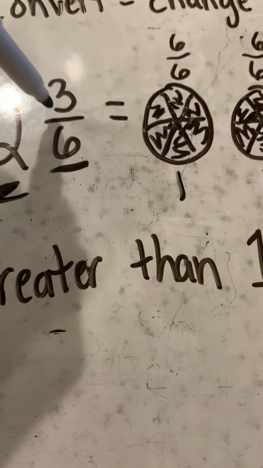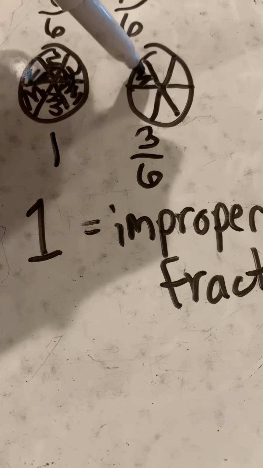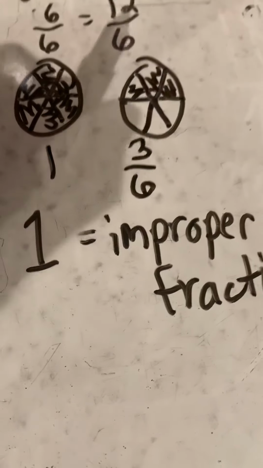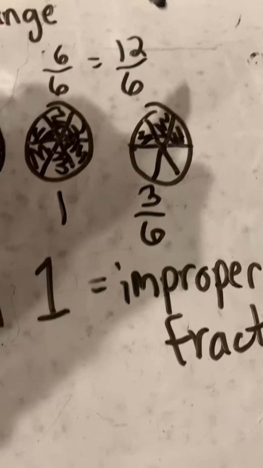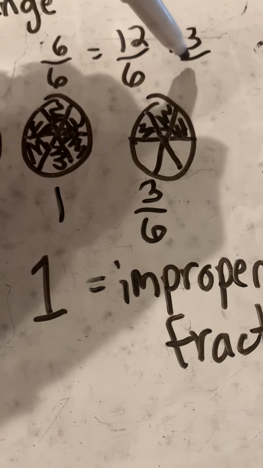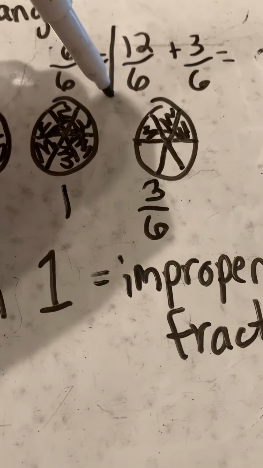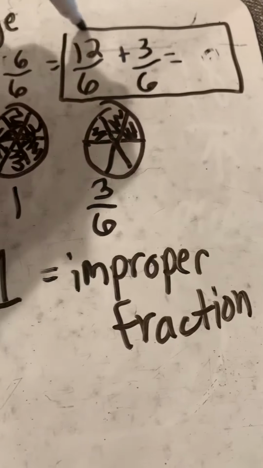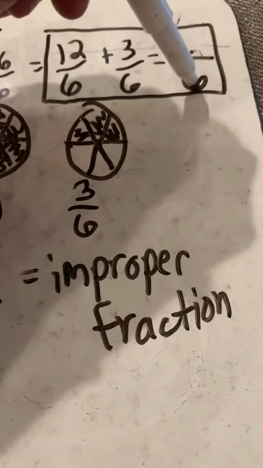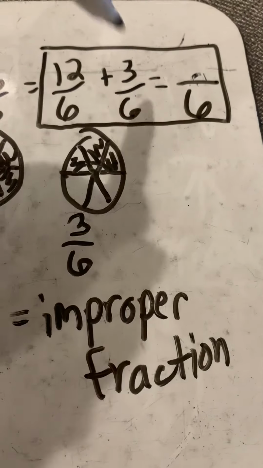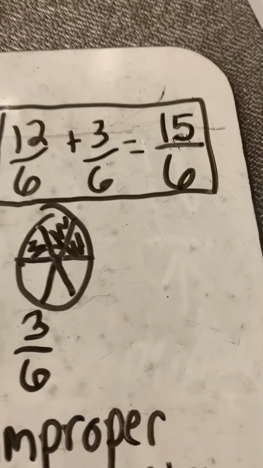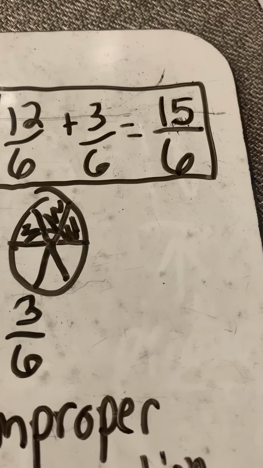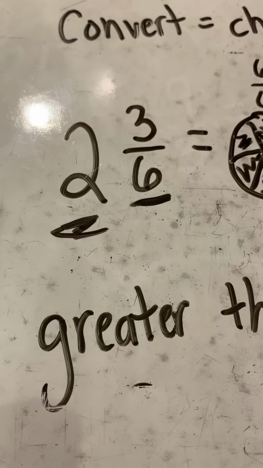And then now my fraction is 3/6. So 1, 2, 3. So if I have 6 plus 6 is 12, and then 3 more left over, I'm going to be adding 12/6 and 3/6 to get how many sixths? Well, 12 plus 3 is 15. So 15/6 is the same as 2 and 3/6.